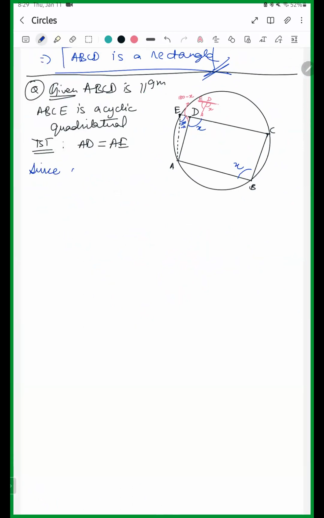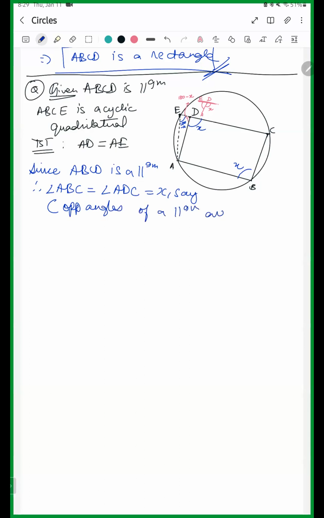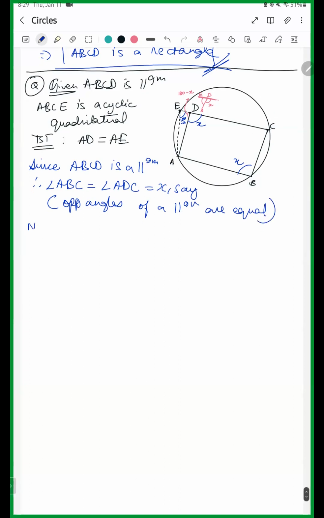Since ABCD is a parallelogram, therefore angle ABC is equal to angle ADC is equal to X, say. And in the bracket, we will write the reason: opposite angles of a parallelogram are equal. Now, there are three steps in this problem. First one is writing them both as X.